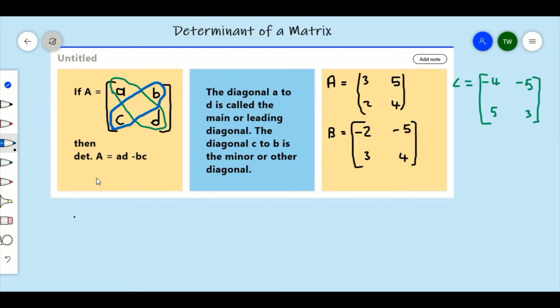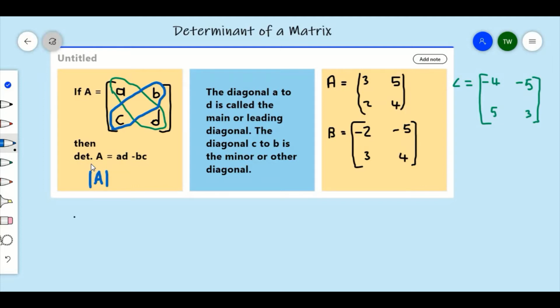Now, the determinant of a matrix is also denoted by the symbol where you would have A and you would have two strokes beside it, one here and one on this side. So whenever you see this symbol, it means the determinant of A. That's another way of writing it. Or you can write DET, meaning the determinant of A as well. Right?